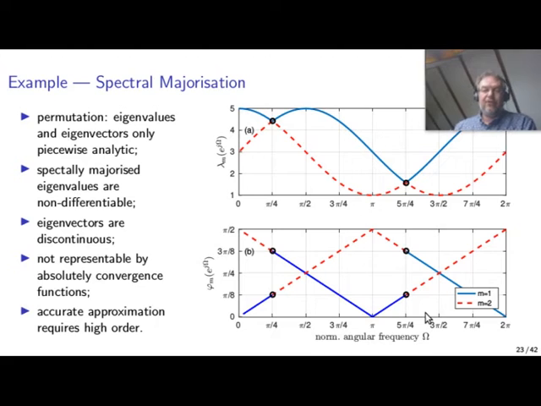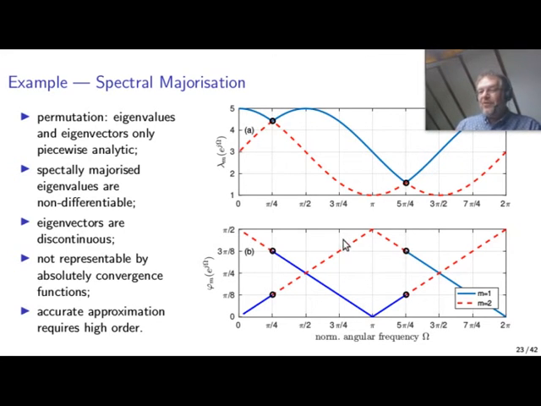If we look for the spectrally majorized solution, then we could start with the analytic solution, and we snip at these algebraic multiplicities. So we have these two switching points here. We now create a spectrally majorized function for the eigenvalues. The problem is this function is no longer differentiable, and if you try to approximate a non-differentiable function, suddenly you require quite a high order. It's not an absolutely convergent function in the time domain anymore.